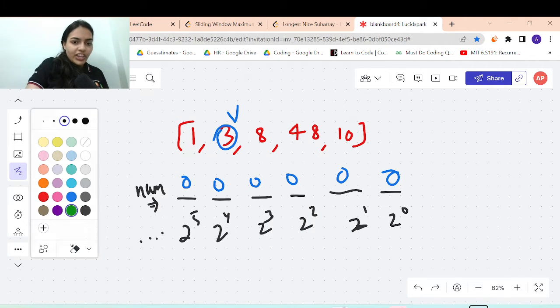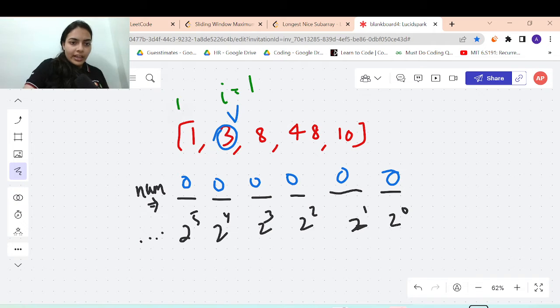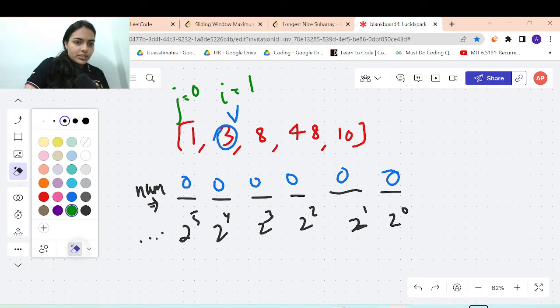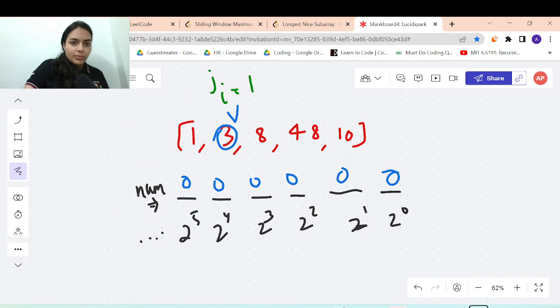Okay, so by the way, how are we doing this? As I said in the beginning, we have 2 pointers. One pointer is here and one pointer is here. So this number is gone. So now our j pointer will also move here. Okay, so this number is gone, so i and j both are pointing towards 1.